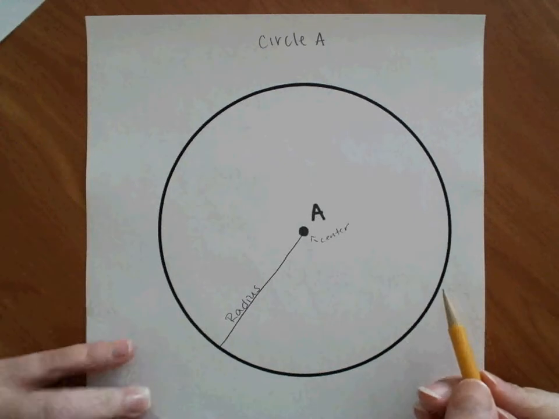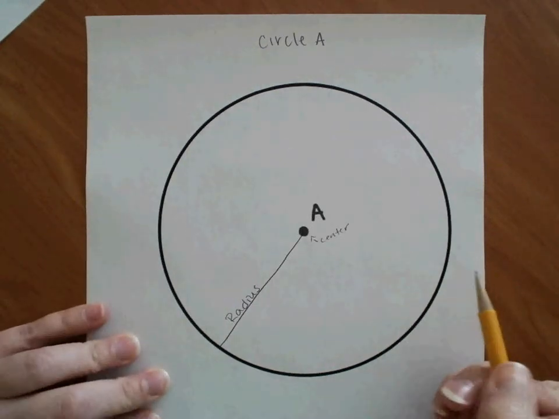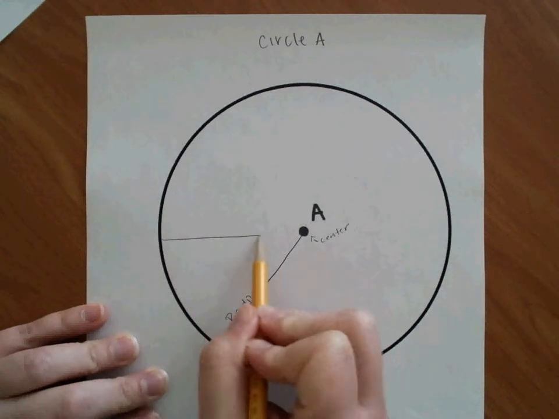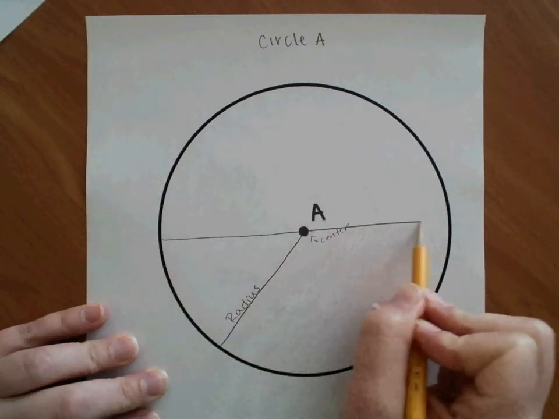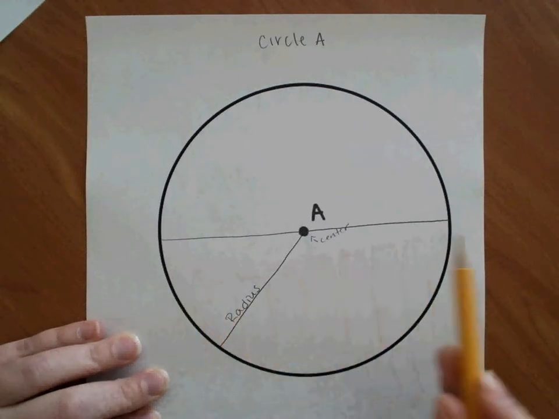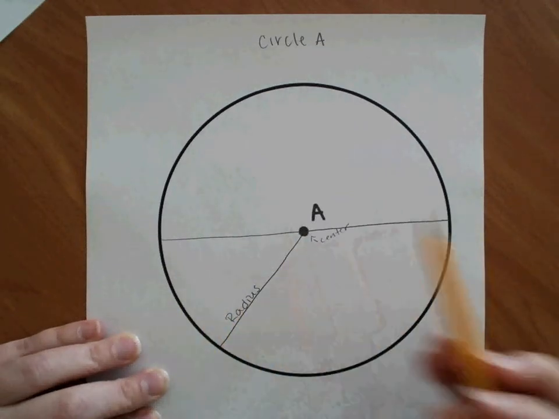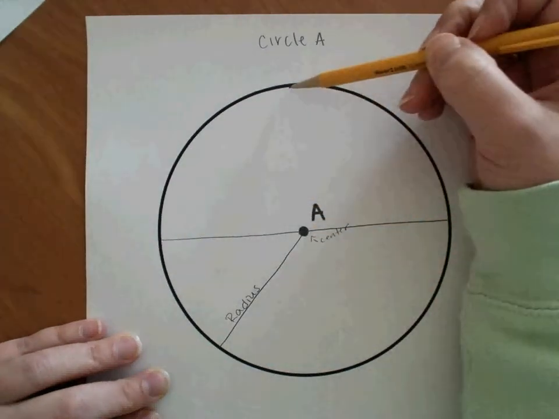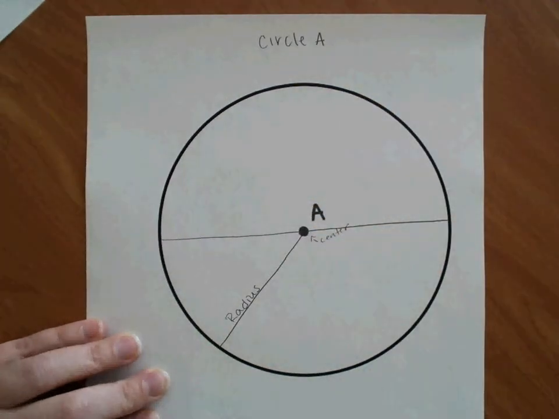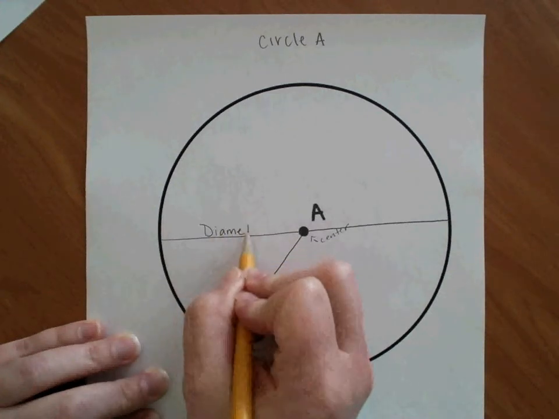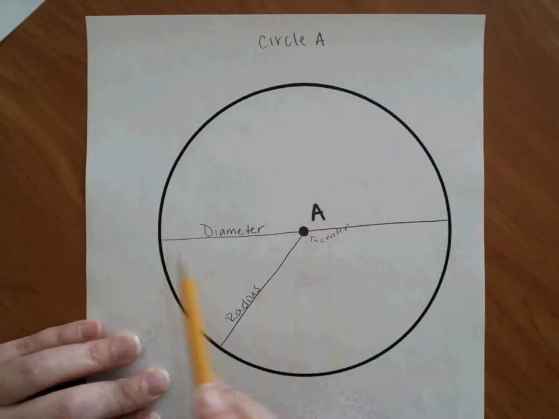The next piece of information that's very important is a line that goes from one side of the circle to the other side, passing through the center. It could start here, as long as it goes through the center. This is another piece of information that we're going to use, and this is called my diameter. The diameter is all the way across a circle.